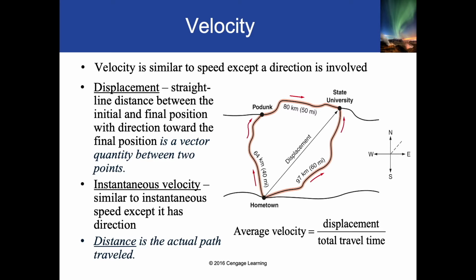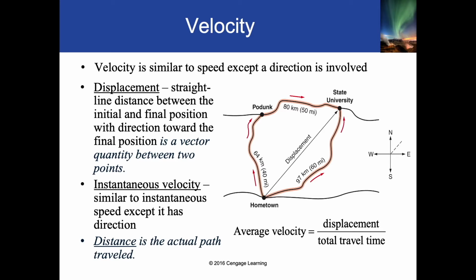So velocity is similar to speed, except that it has a direction involved, like I just said a second ago. So there's displacement, which is a straight line distance between the initial and the final position, in the direction that you're going. Say you're in your hometown here and you're going to the state university. This is called the displacement right here, the distance as the crow flies. The crows fly this distance. Anyway, that's called the displacement.